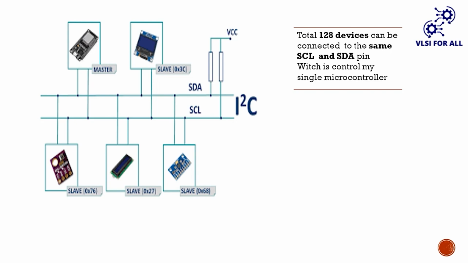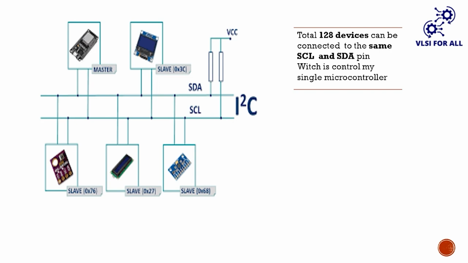By using SCL and SDA pins, we can control not only one device but multiple devices. Multiple devices can include multiple masters and multiple slaves. To differentiate the devices, the address plays an important role. Every device has its own unique address, which we use in order to send or receive data.